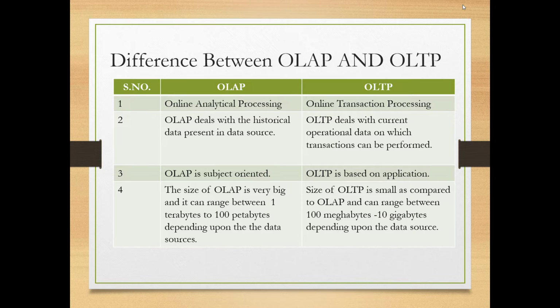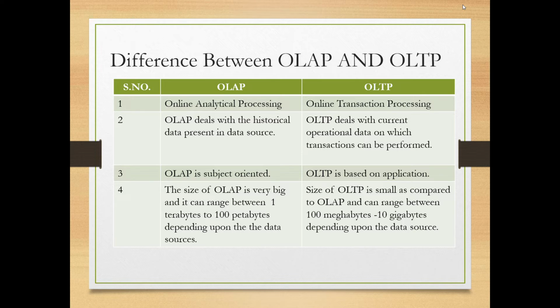Based on application means, as you can see in DBMS, databases of any organization, school, banking. So there are different types of databases for different types of applications. Banking has its own database, school has its own database, but all these databases are integrated and the data is stored into the data warehouse. So OLAP is subject oriented.